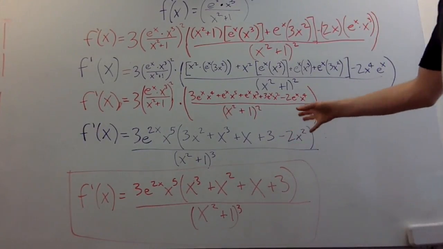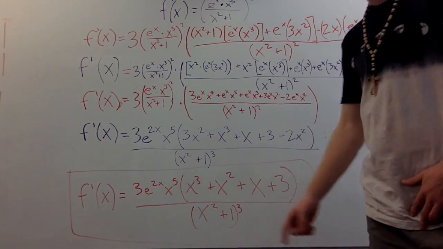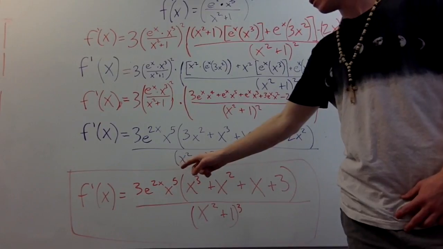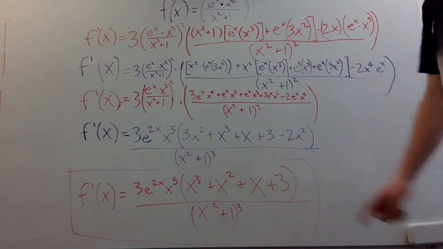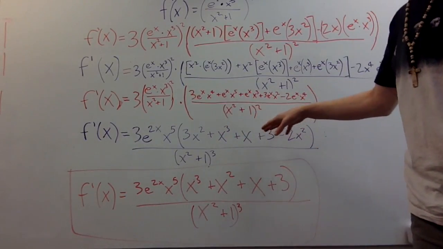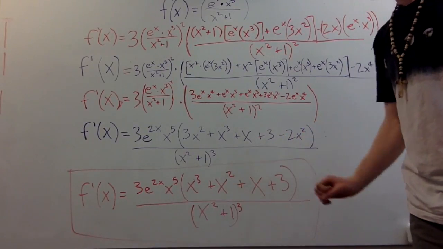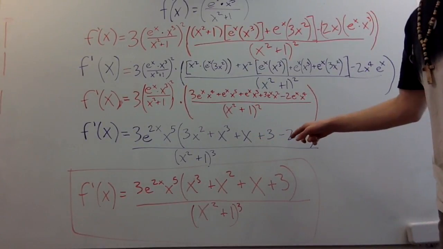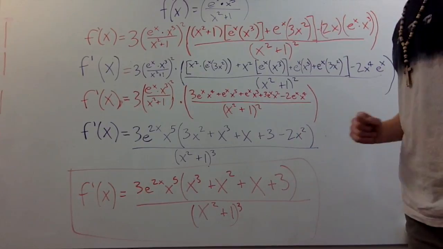And then after doing that, just to reorder it to make it more organized, we have our final answer, which is f prime of x is equal to 3 e to the 2x, x to the fifth, just brought that down, multiplied by x cubed, which is right here. I just reordered these to make it look more organized. So x cubed plus x squared, and the reason why it's just x squared is because we got 3x squared here and negative 2x squared here. Combining like terms, you just get x squared.